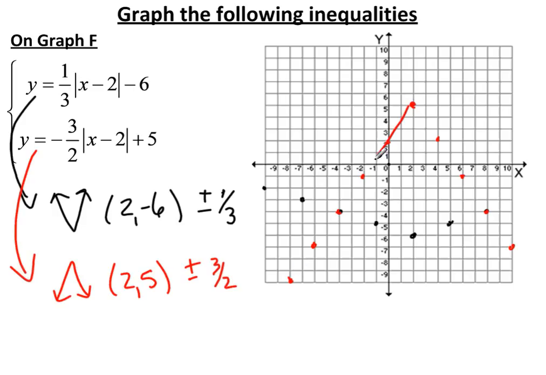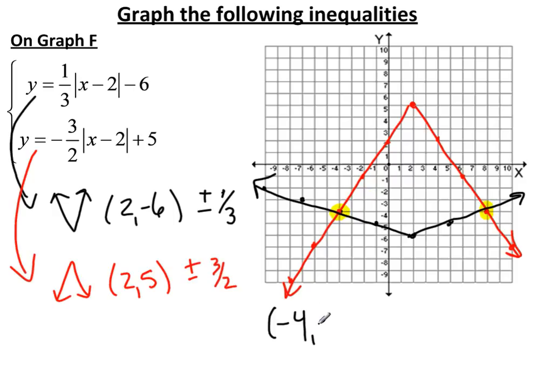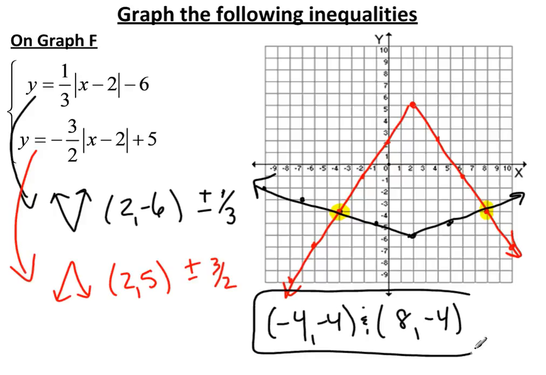And this one, if you can see, actually does intersect at 2 places. Let me highlight those for you. One's right here, and the other is there. Again, make sure you list both of them. One of them happens to be negative 4, negative 4. And the other is 8, negative 4. And again, both are solutions.